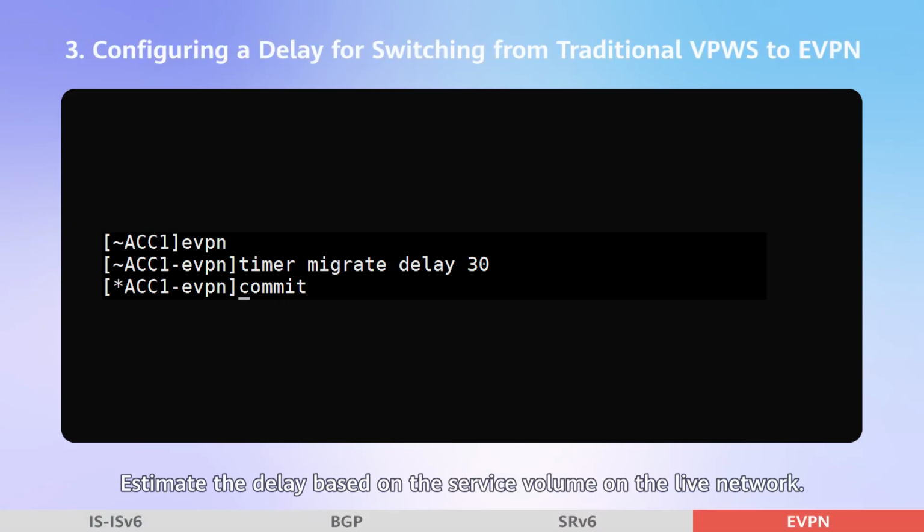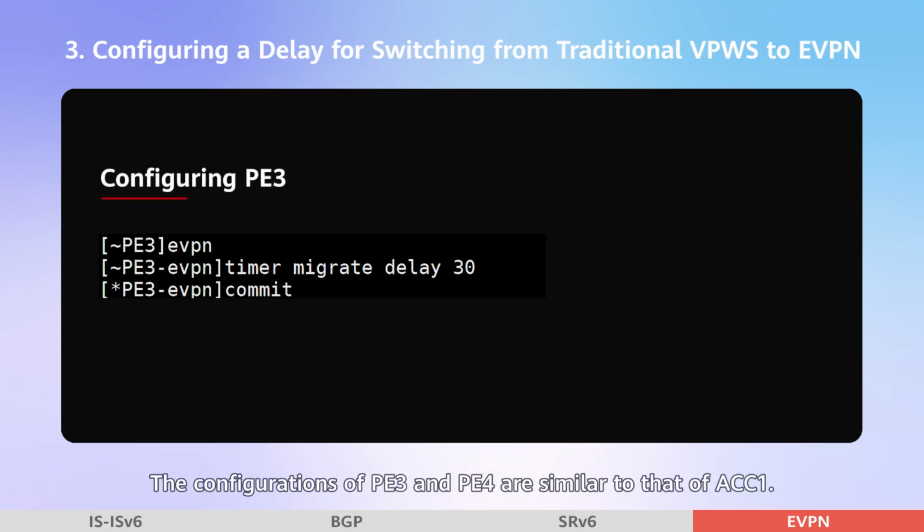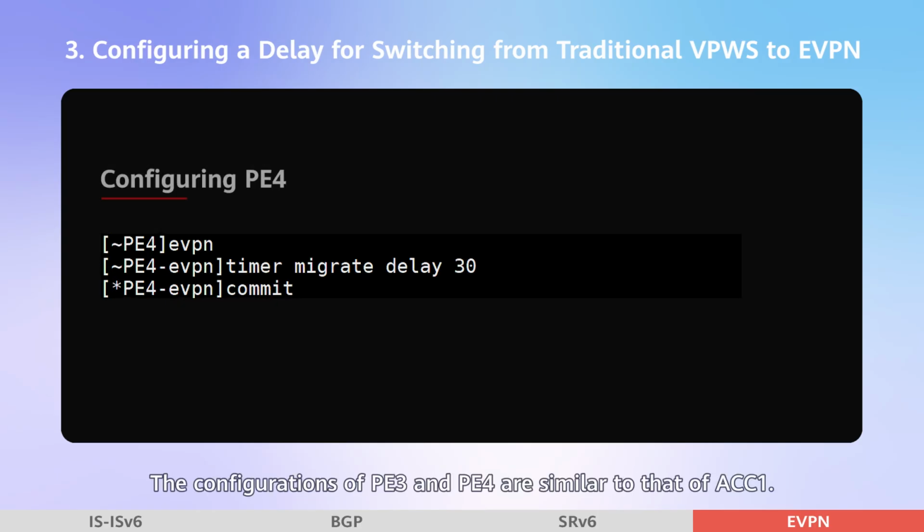Estimate the delay based on the service volume on the live network. The delay measurement starts after the newly added EVPN VPWS instances on all devices go up. The configurations of P3 and P4 are similar to that of ACC1.